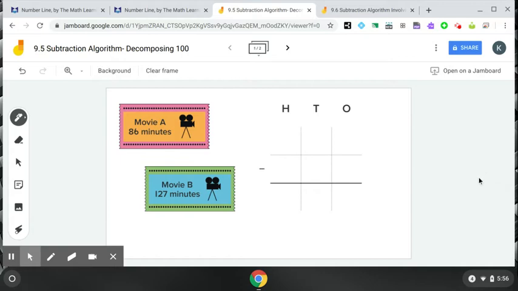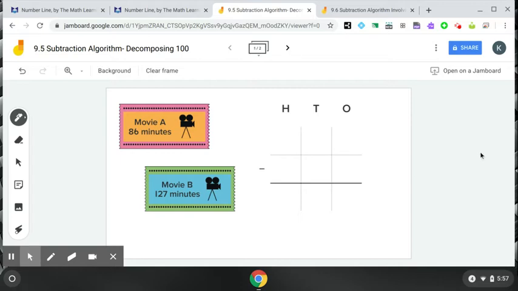Okay, terrific. Our first problem has us looking at the length of different movies, and we need to find the difference between movie A and movie B. Movie A is 86 minutes long, and movie B is 127 minutes long. How much longer is movie B than movie A? So we're looking at the difference between the two of them.